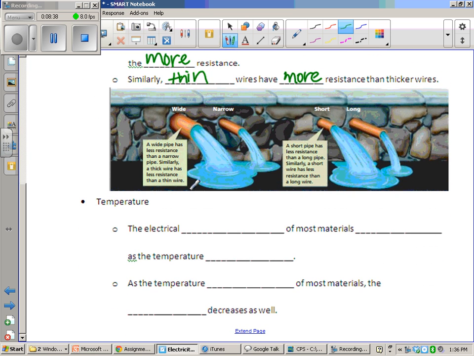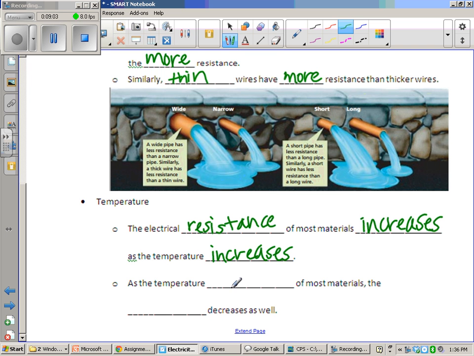Okay, temperature is another factor. The electrical resistance of most materials increases as the temperature increases. And as the temperature decreases of most materials, the resistance decreases as well. So that's a direct relationship.